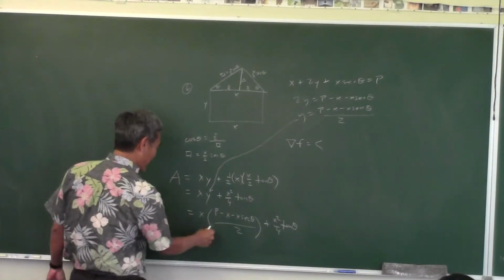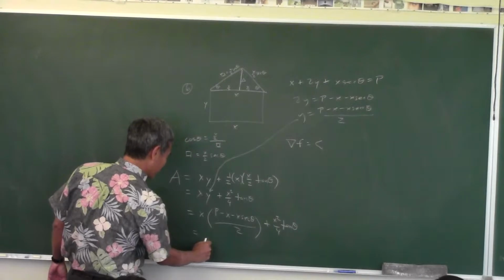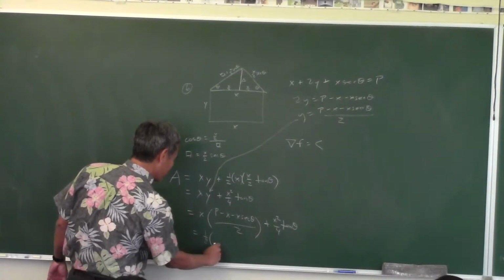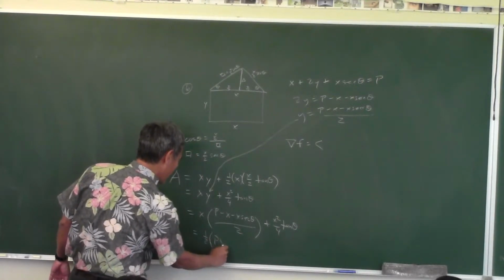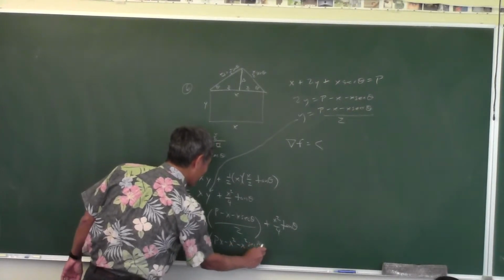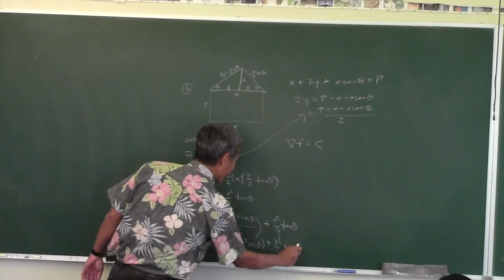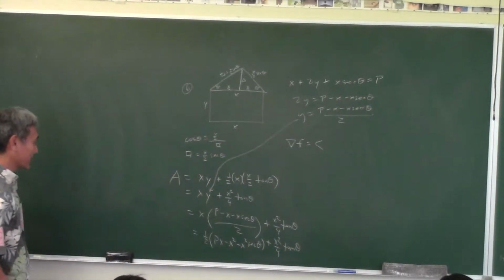You want to distribute the x in here? Maybe that's better. Okay, so put the 1/2 on the outside, and then you're going to have px minus x squared secant theta plus x squared over 4 tangent theta. So what's the gradient with respect to x then?